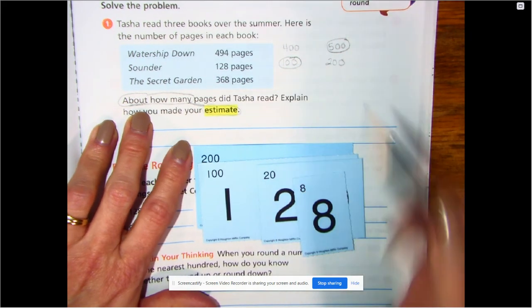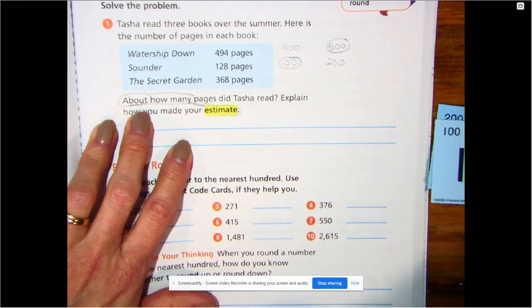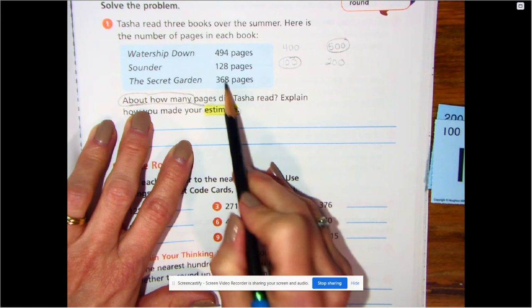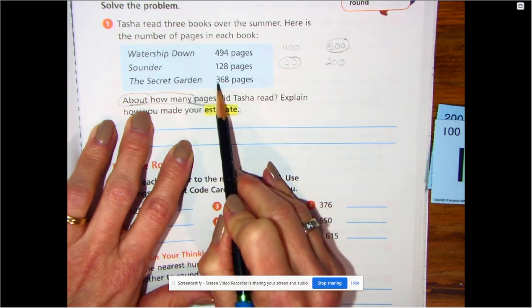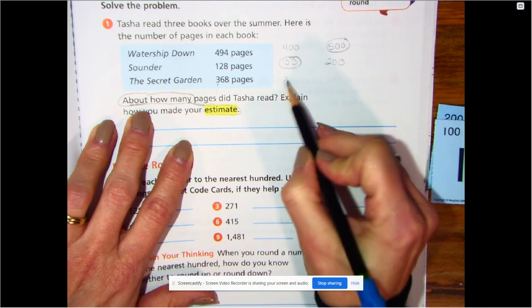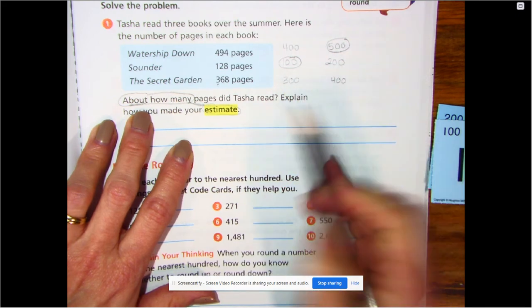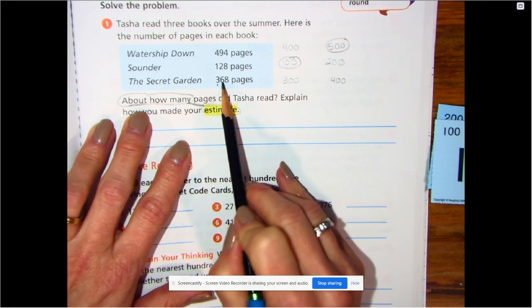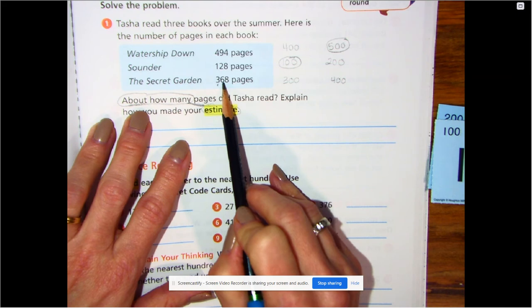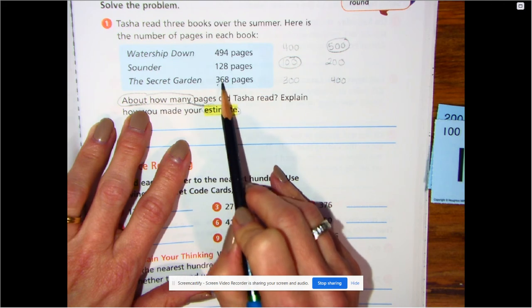Okay, the Secret Garden, 368. If I have 368, it's going to be between 300 and what's my next hop? You're right, 400. So between 300 and 400. Okay, here's one thing I want to point out. If we're not sure, we don't want to do all that counting to see how many hops to the next 100, look at your tens place.